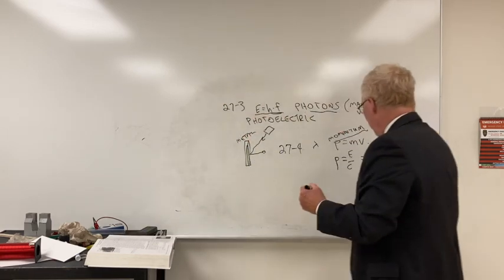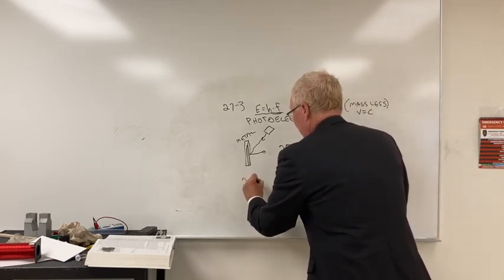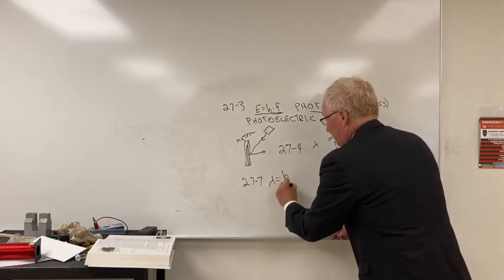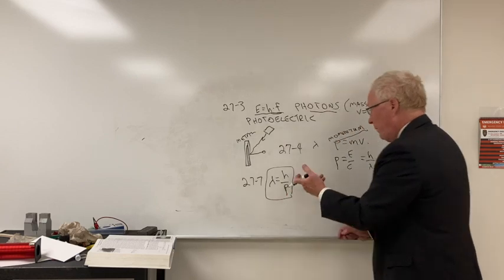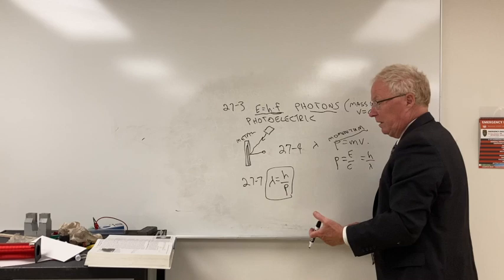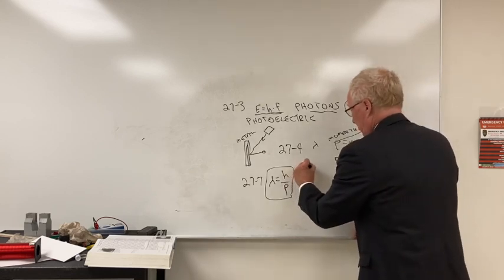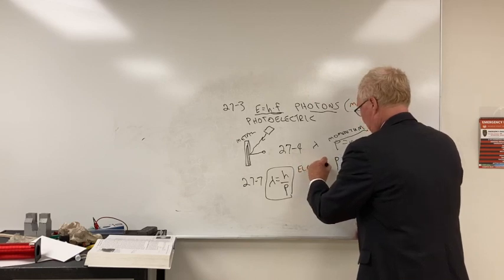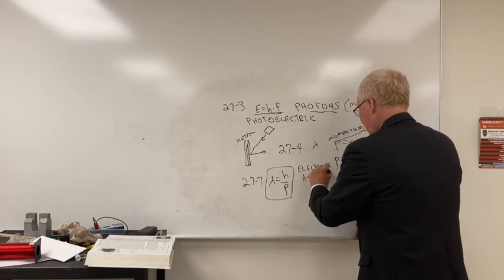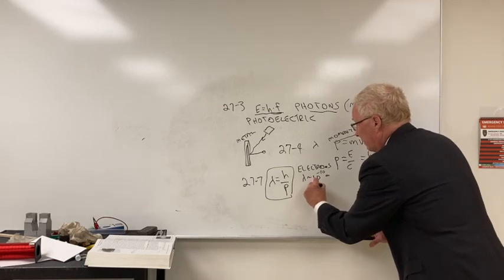So then 27.7 deals with this in more detail. Wavelength is given by h over p. So if you have the momentum, again h is Planck's constant, p is the momentum, that's the wavelength. We dealt with the electrons, which have wavelengths on the order of 10 to the minus 10th meters, which is on the order of X-rays.